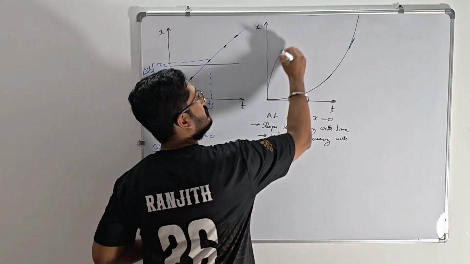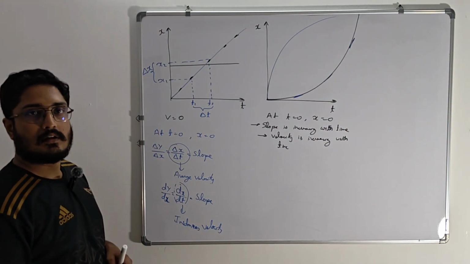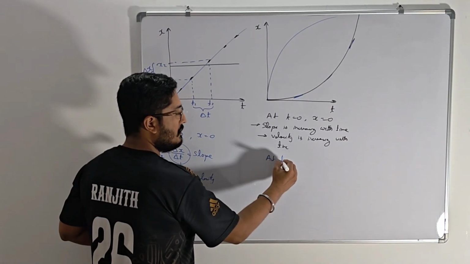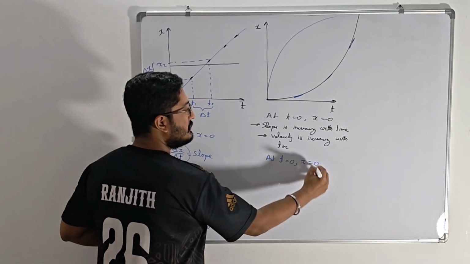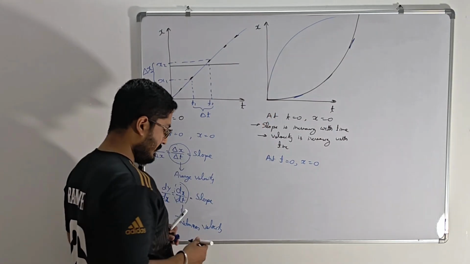What if the graph was like this? Second case, the blue colored line. There also we can say the same thing as the first one. At t equal to 0, x is equal to 0. What else can you say? The slope of this graph.